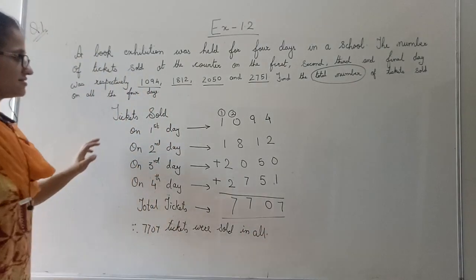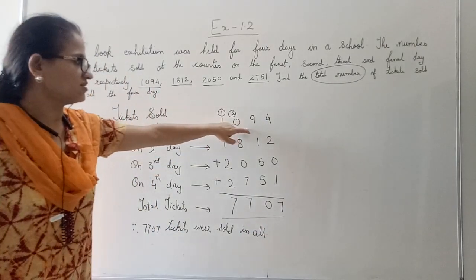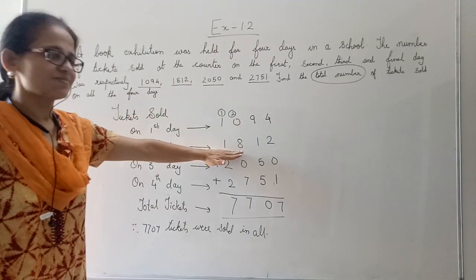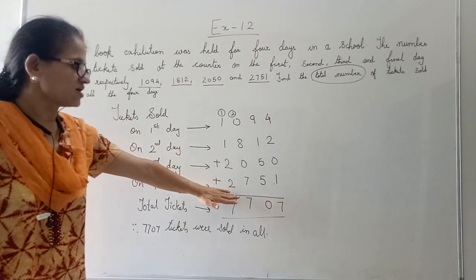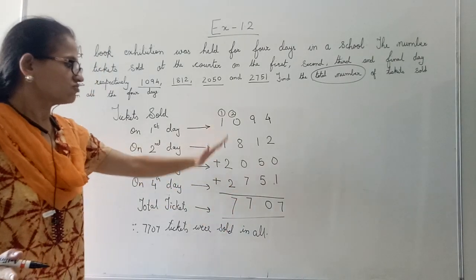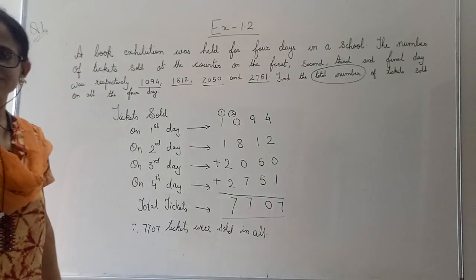Now, see, each and every step. This first step, if you write correctly, you get half marks. Second step, half. Third step, half. Fourth step, half. The total carries 1 mark. So, in this way, the question will be divided.